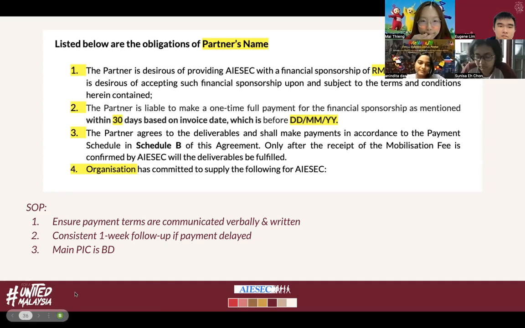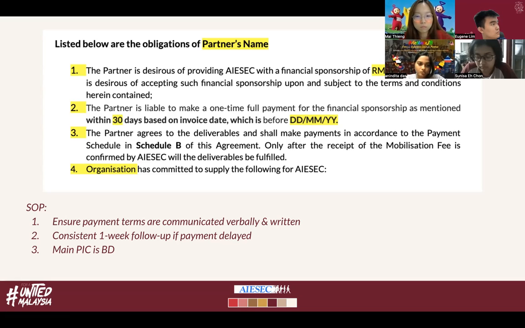This slide. Okay. So you can read the screenshot itself. This is also part of the MOA that is given to you. The SOP that we should follow would be to ensure that the payment terms are communicated verbally and in writing. What that means is, during your meeting with the partner, as I already said in the beginning, please be as accurate and as detailed as you can about the payment terms and the conditions that you are going to establish. And the things that you say should be the same as what you write down.